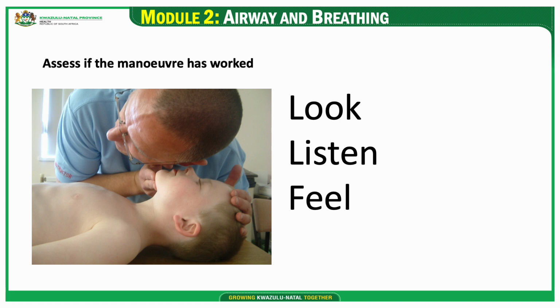Then you go back and you reassess if your maneuvers have worked. And how you're going to reassess that is to look, listen, and feel. So look for chest rise, listen for breath sounds, feel for any air against your ear.